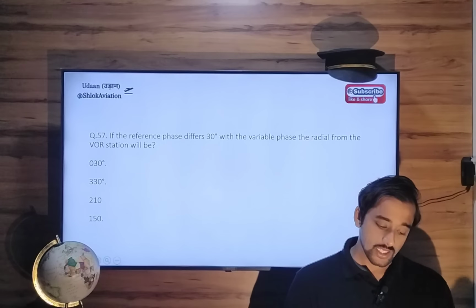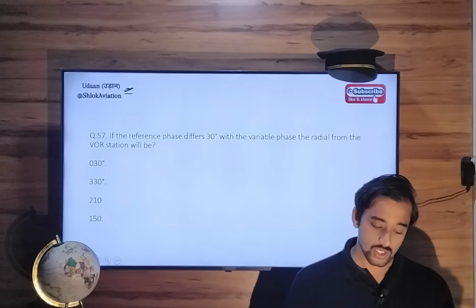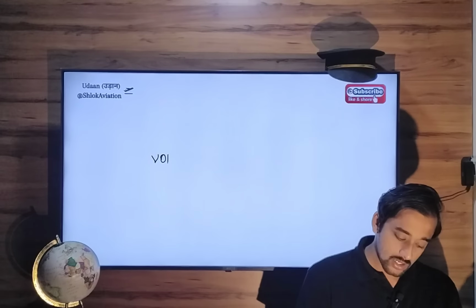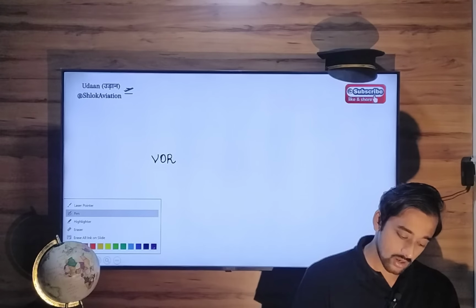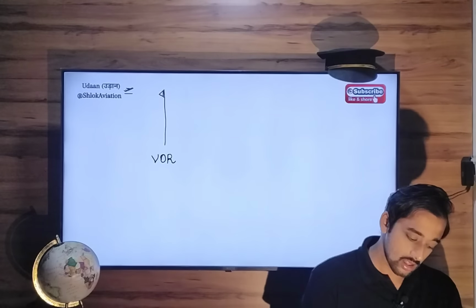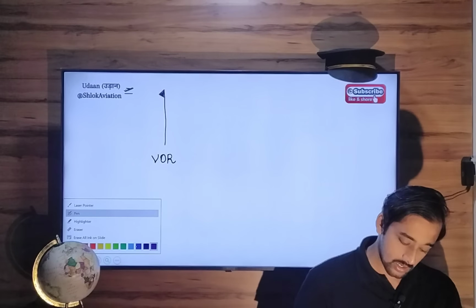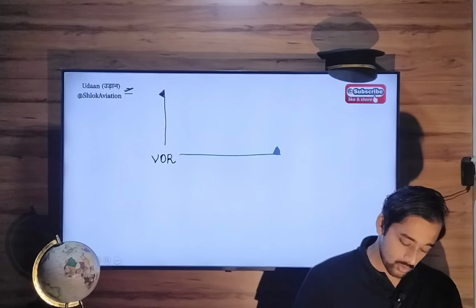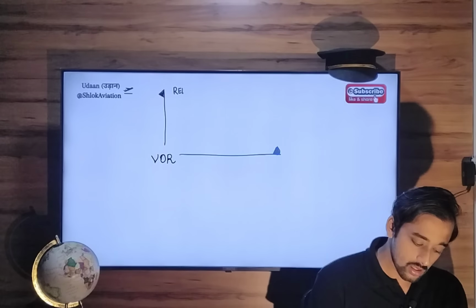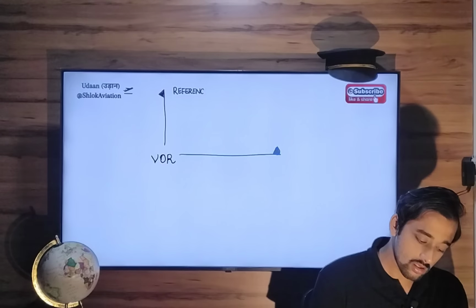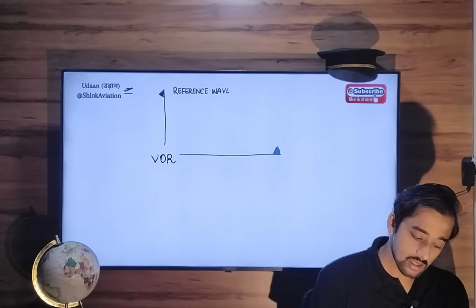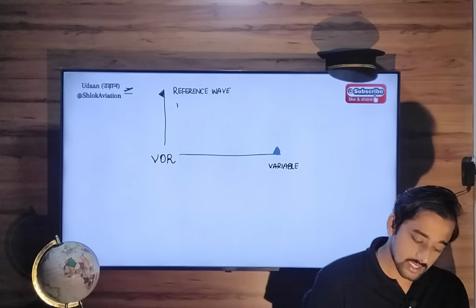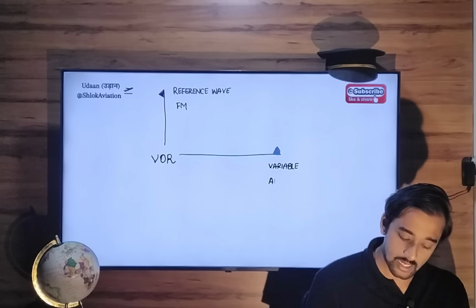57. Reference phase differs 30° with the variable phase. What will be the radial of the VOR station? Now I have repeated this many times. So VOR station gives out two signals. One is the reference signal and the other is your variable signal. Reference wave and the variable wave. Reference signal is frequency modulated. Variable signal is amplitude modulated.